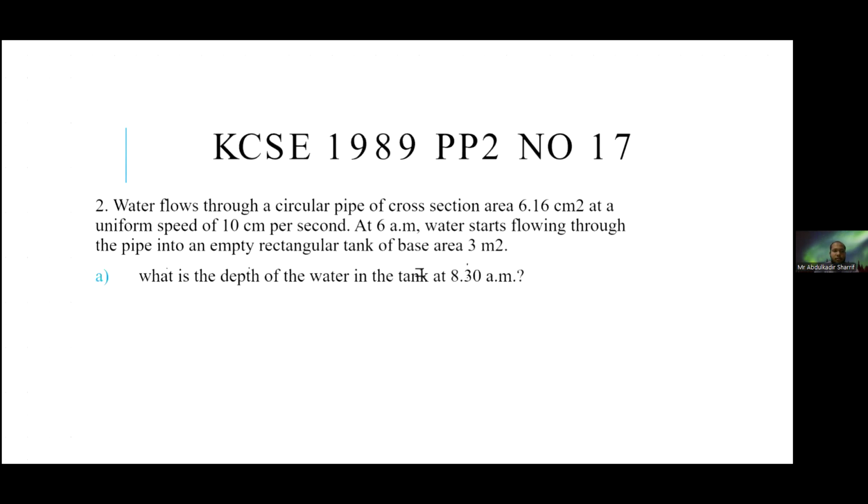Okay. So the question says, water flows through a circular pipe of cross-section area 6.16 square centimeter at a uniform speed of 10 centimeter per second. At 6 a.m., water starts flowing through the pipe into an empty rectangular tank of base area 3 square meter. So for the question A, what's the depth of the water in the tank at 8:30 a.m.?